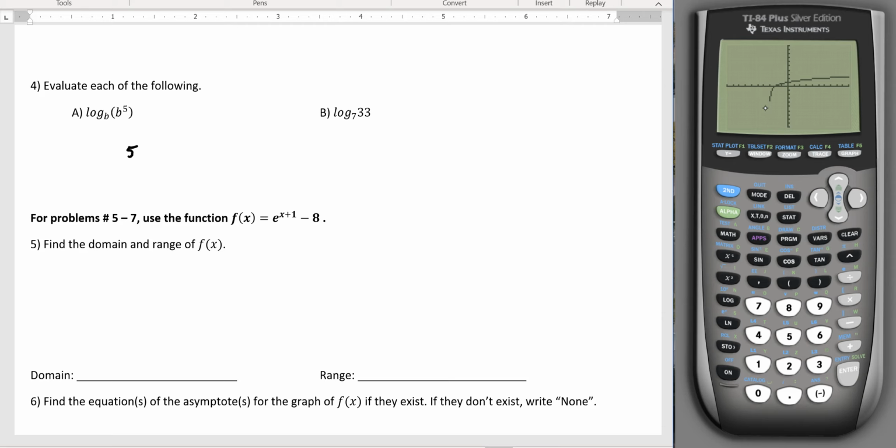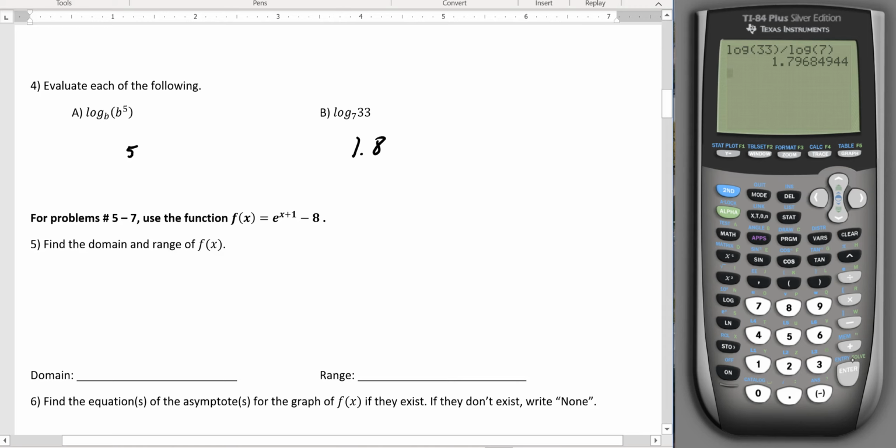Log base 7 of 33. So this is requiring us to use change of base here. So I'll do log of 33 divided by log of 7. Again, if you have Math Alpha Math, you can just type it in like so. 1.796. Of course, we're rounding to the nearest hundredth, so this would be 1.80. Very good. All right, next up.